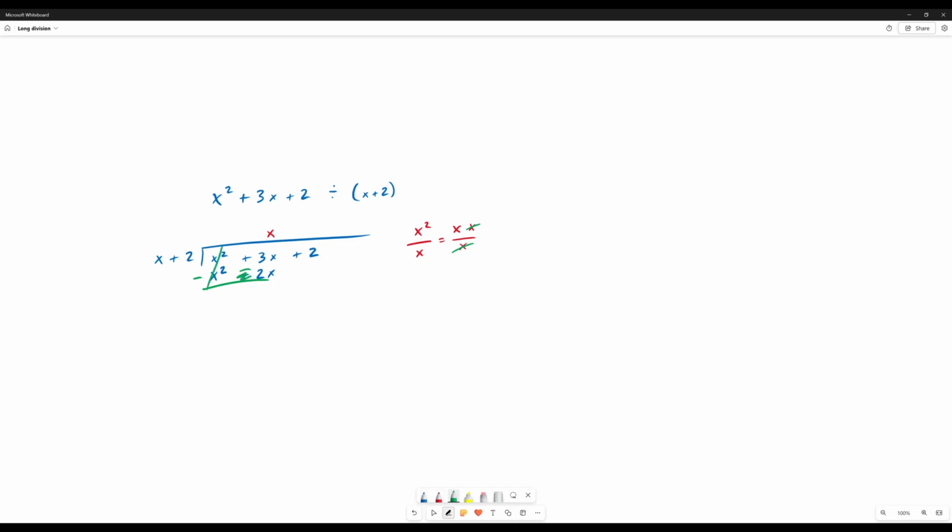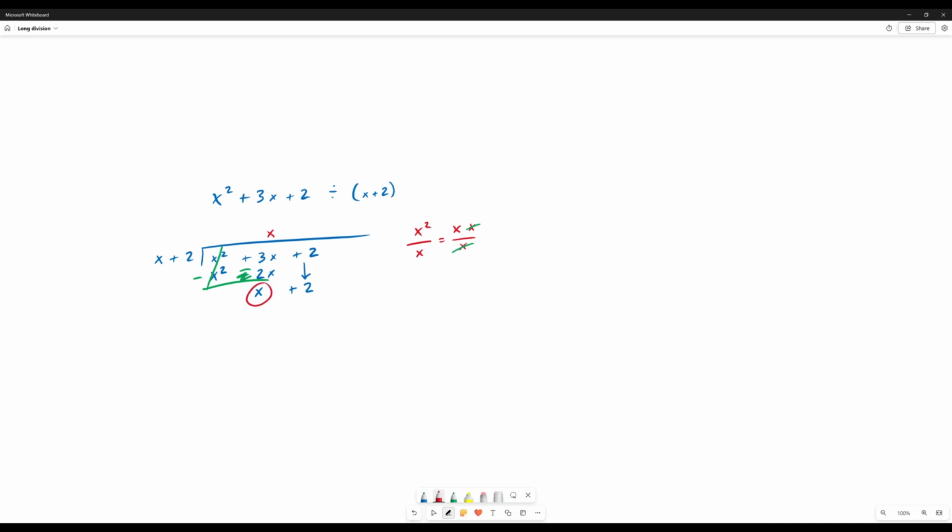The reason we did that is so that the x squareds cancel. 3x take away 2x is just 1x, but I will write it as x, and so will a lot of the maths people. If you want to write it as 1x, be my guest, but just know that the examiners won't. You bring down the plus 2 so that there's enough bits to do division by, and again you repeat the process.